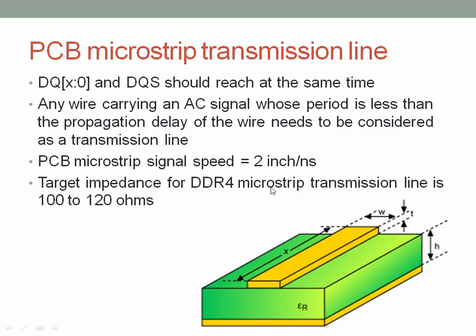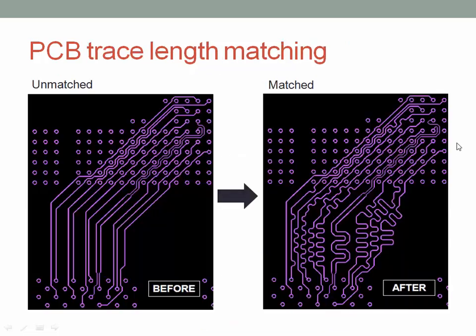So this is a typical PCB transmission line. It's called a microstrip transmission line, and for DDR4, the target characteristic impedance of that line has to be from 100 ohms to 120 ohms. It has to be designed for that.